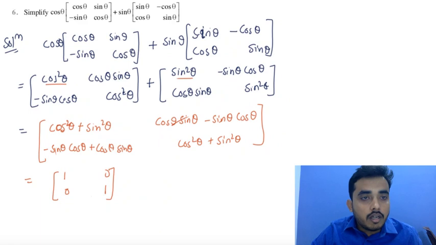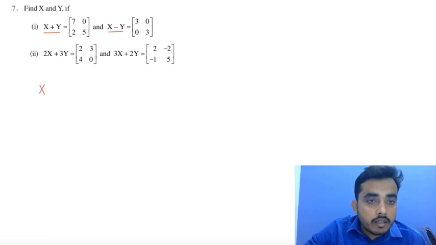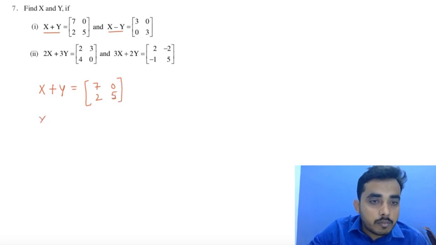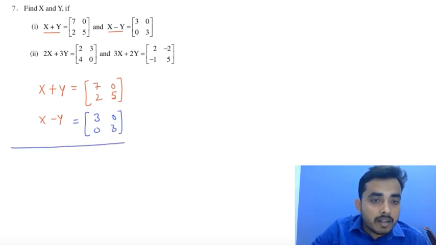Okay students, now let's see question number 7. Question number 7 की तरफ चलते हैं. So students, let's see question number 7, in which we need to find out x and y. X plus y is given and x minus y is given. So x plus y is given to us as 7, 0, 2, 5. And x minus y हमें क्या दिया है, 3, 0, 0, 3. सो हम क्या करेंगे, दोनों को add कर देंगे.